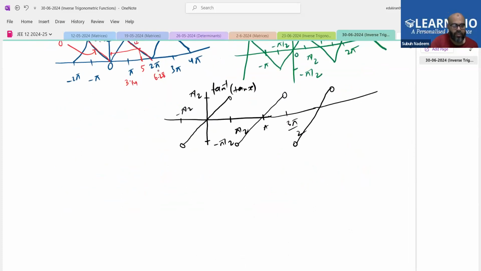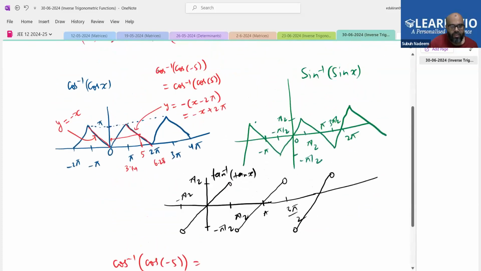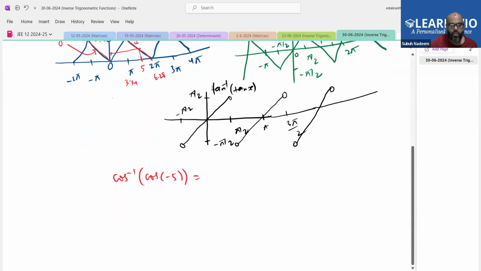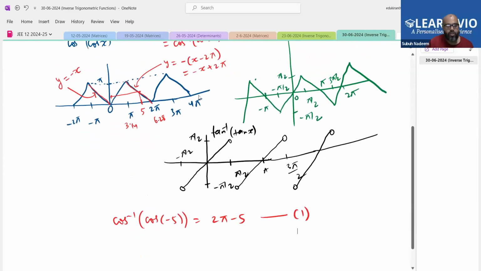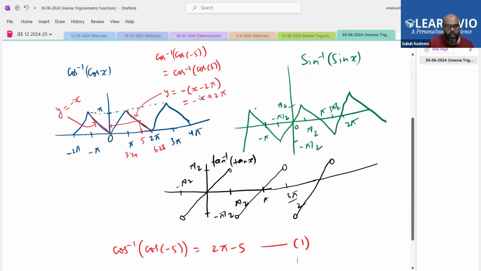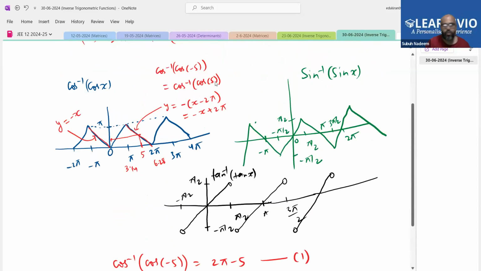So cos inverse cos minus 5 is coming out to be 2 pi minus x, and x here is 5. We changed minus 5 to 5. So 2 pi minus 5. This is the first value. So write all of this and then move on to the next one.